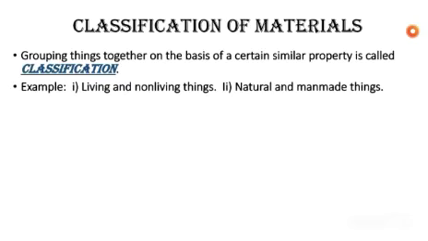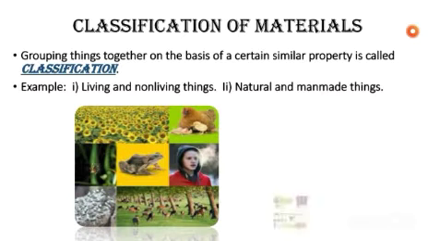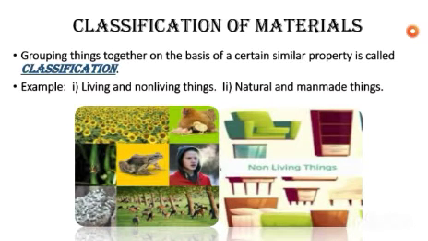We learned what is the classification. So grouping things together on the basis of a certain similar property is called classification. The examples that we saw were of the living things and the non-living things. We classify living things on the basis of how they breathe, live, reproduce, eat, grow, etc. While the non-living things, they don't move, they don't breathe, they don't reproduce and they don't grow. So these were the criteria that we saw for classification of living things and the non-living things.